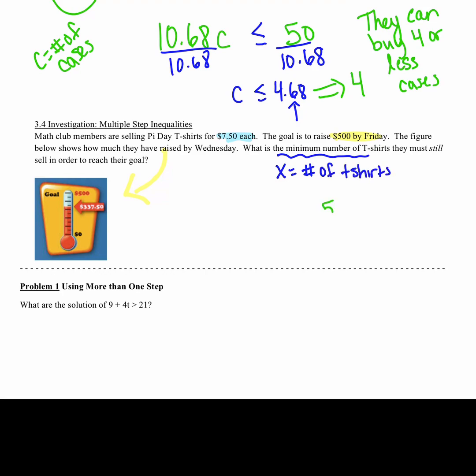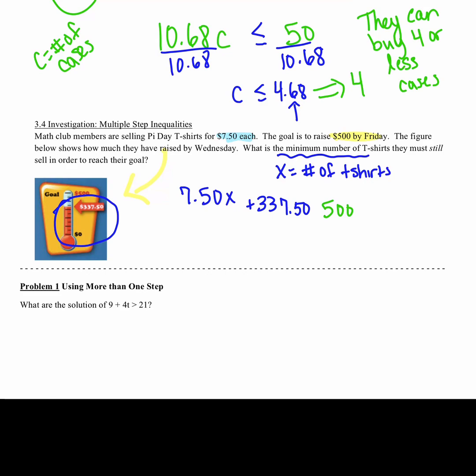My goal I know is 500. If I sell each t-shirt for $7.50, it's going to be 7.50x. Now, if you notice, you've already sold $337.50. So that gets added to your $7.50 x.